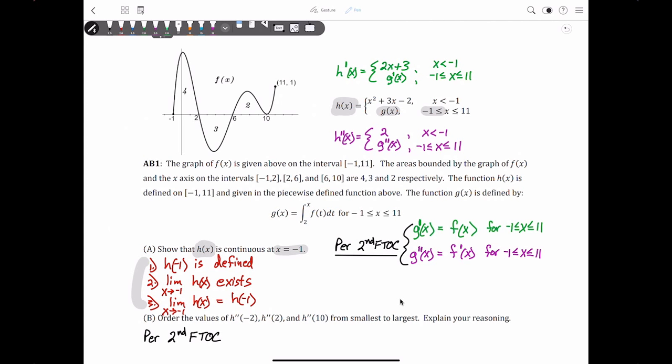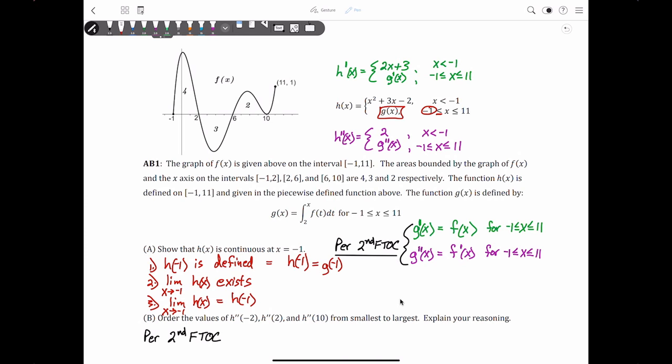H of -1 is defined is number 1. The limit as x approaches -1 of h of x exists. And then finally, the limit is equal to h of -1. Okay, so let's go through the steps. We have to say h of -1 is defined. So h of -1, if I go over here at -1 where it's equal to, what I'm really looking at is what is g of -1.